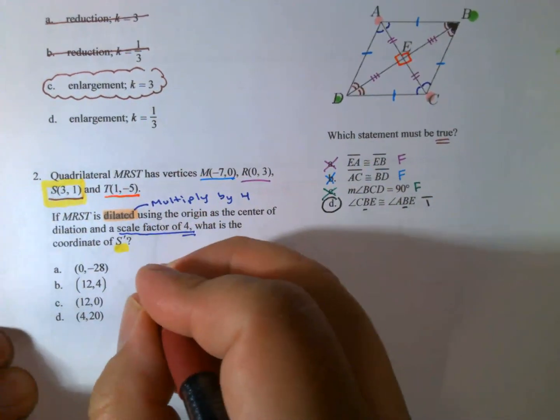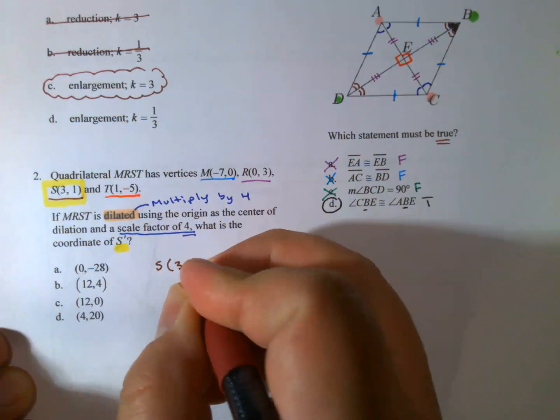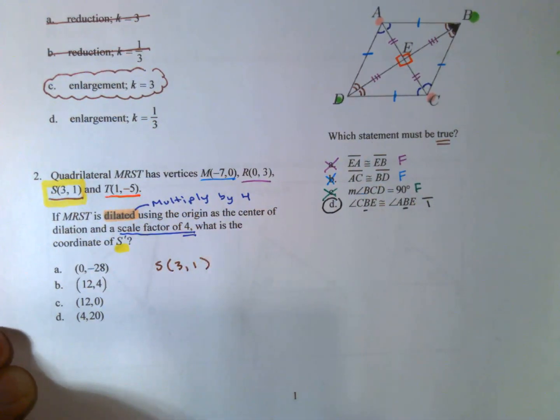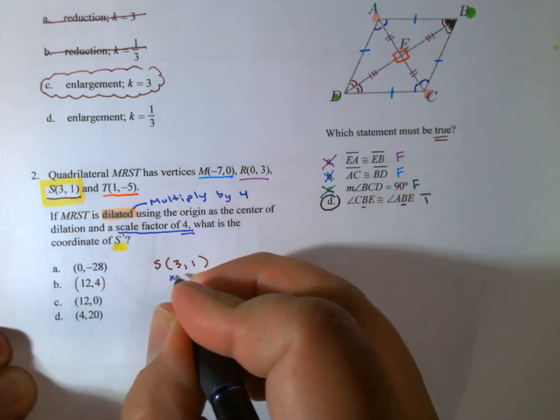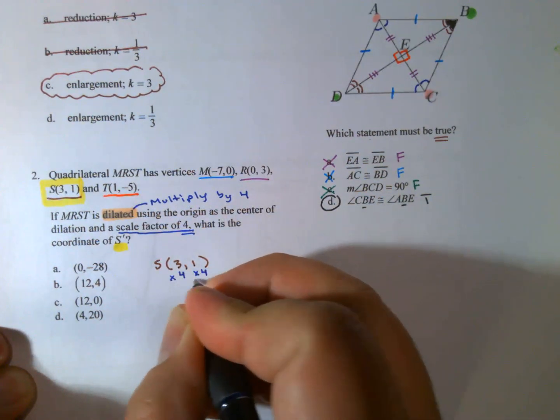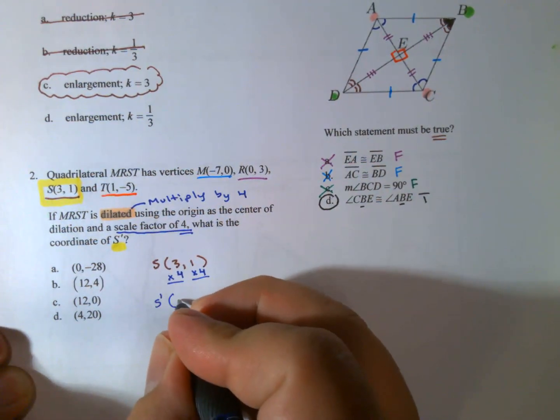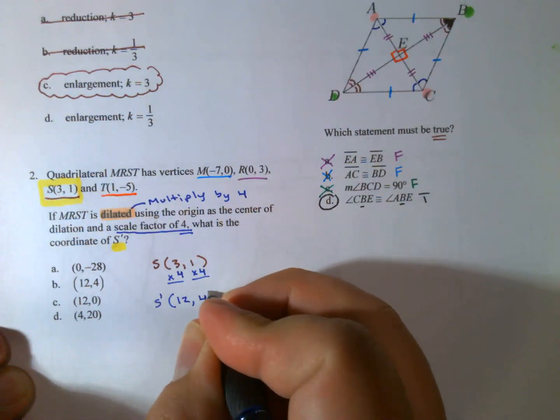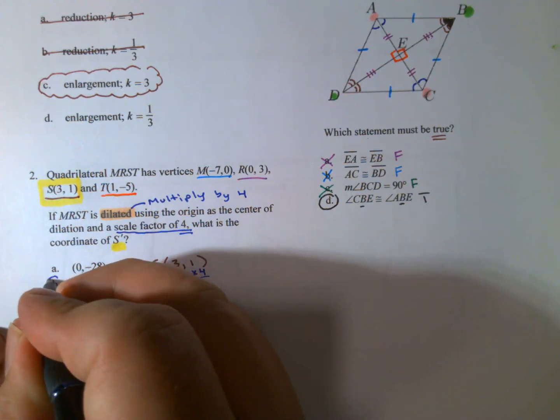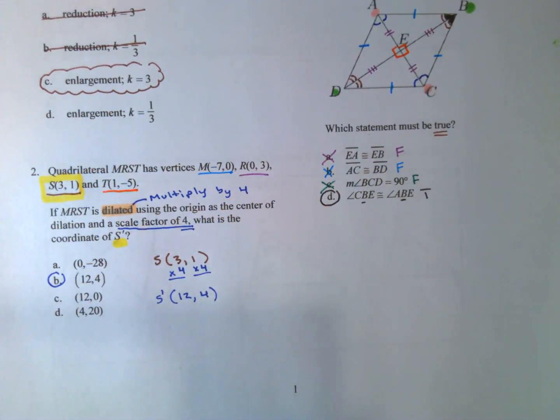So I'm going to take that S, which is 3, 1. And according to our notes, it says we're going to multiply by 4. Then I'm going to multiply everybody by 4. So then S prime is going to be 12, comma 4. And there it is. Look at that. There's our answer. But you have to pick very carefully. Don't rush through this thing. Double check your numbers if you need to.